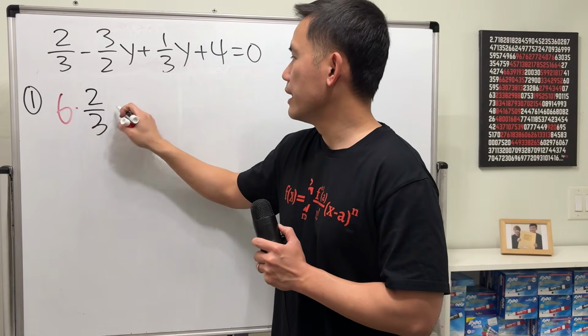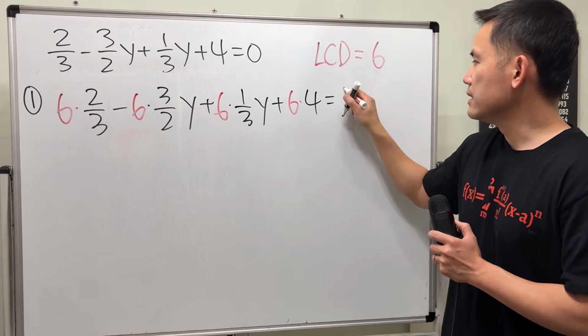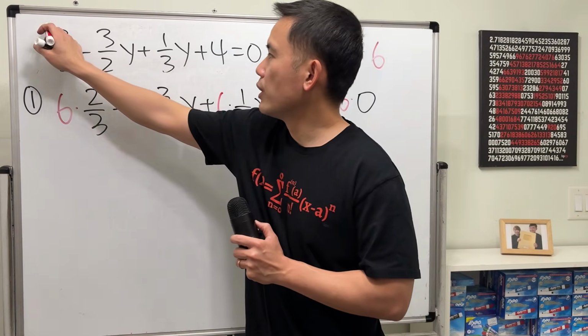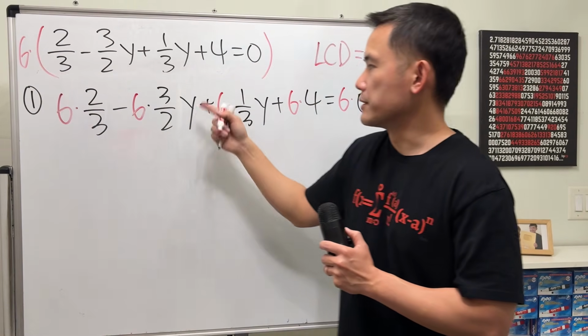So 6 times 2 thirds, and then minus 6 times one half y, and then plus 6 times 1 third y, and then plus 6 times 4, and lastly 6 times 0. And sometimes you can just write a big parentheses and the 6 in the front, and then you distribute.